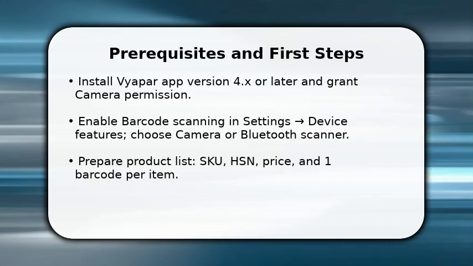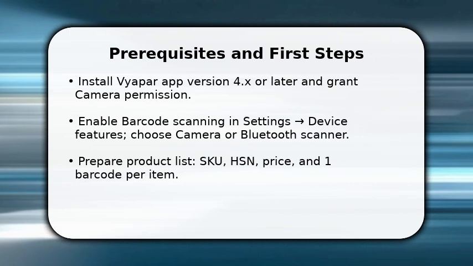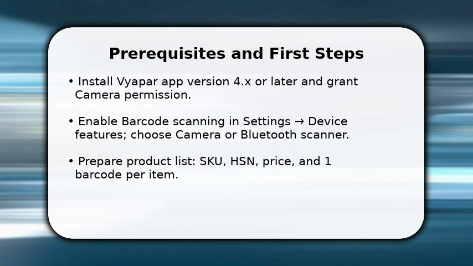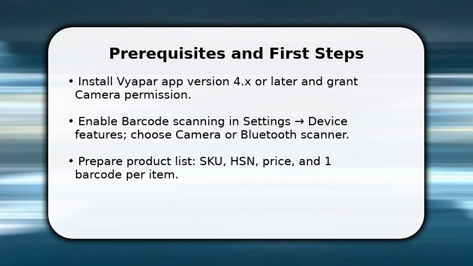You start by opening Vyapar and confirming the app is on version 4.X or later. This matters because older builds lack the scanner integration. Next, make sure camera permission is granted and enable barcode scanning under Settings, right arrow, device features, so the option appears in invoices. Once done, choose between using the phone camera or pairing a Bluetooth scanner. Pairing gives faster reads. Finally, verify your product master has SKUs and a single barcode assigned.